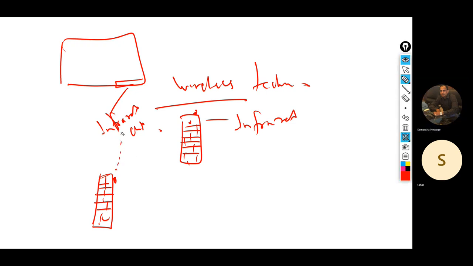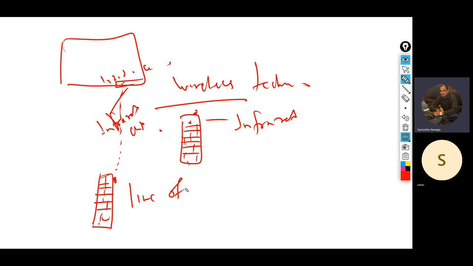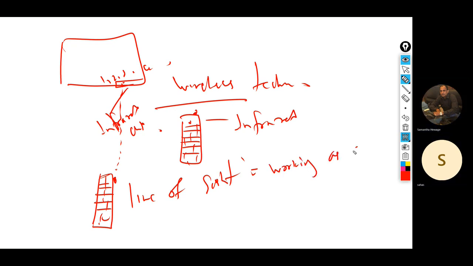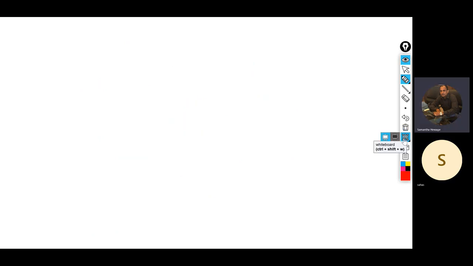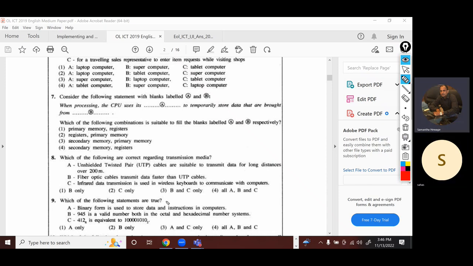When you press the button, the channel changes. This is called line of sight. Infrared technology works as line of sight. So the answer would be B and C only. Infrared data transmission is used for wireless keyboards to communicate with computers. Sometimes a wireless keyboard is there, but then the computer should have infrared chip ports.